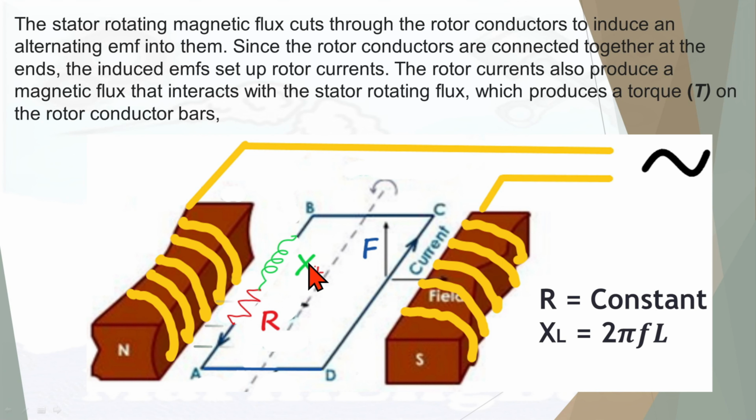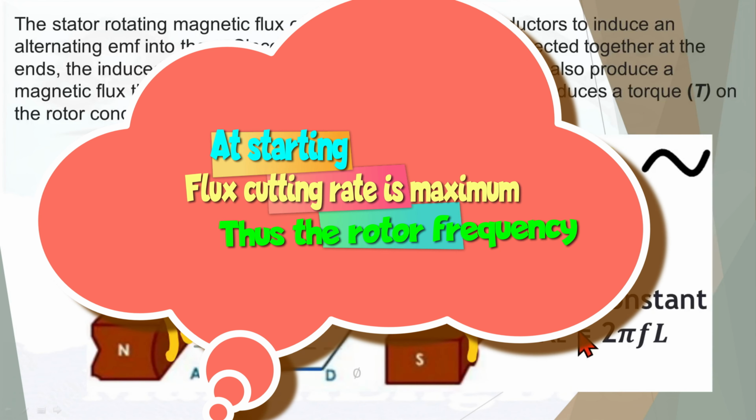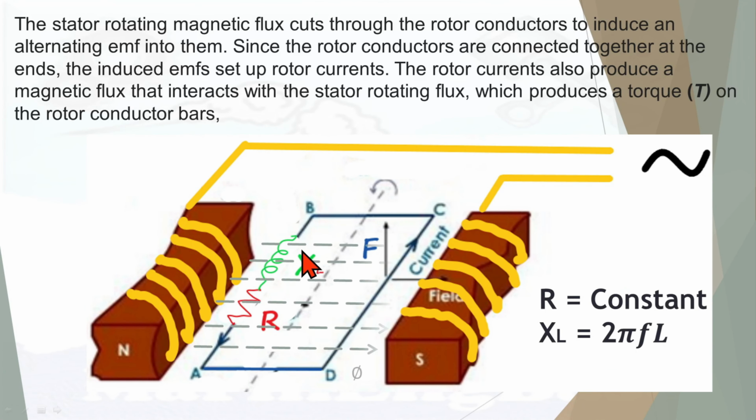In other words, it is the difference between the synchronous speed, the speed of the stator rotating magnetic field, and the rotor speed. From the beginning, the rotor is stationary, so the relative velocity between these two will be maximum. That's why the slip frequency is at its maximum. So from the beginning, your reactance will be very high. That's why the power factor in an induction motor when starting is very low.